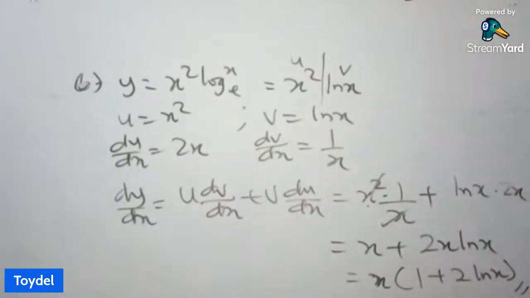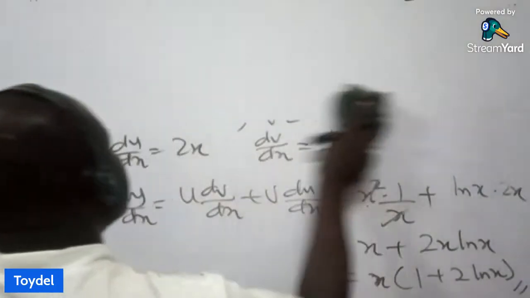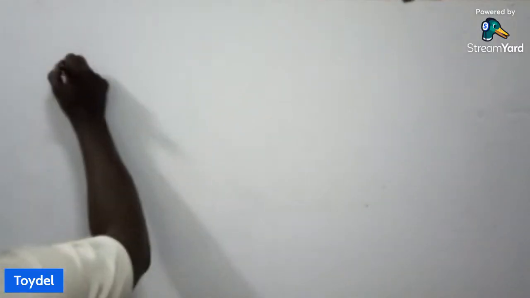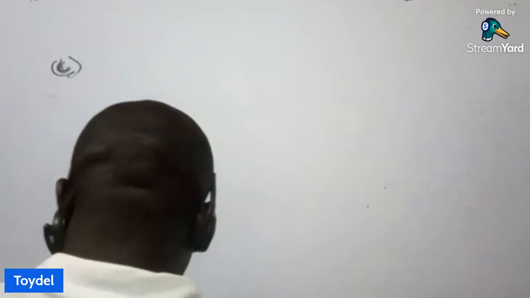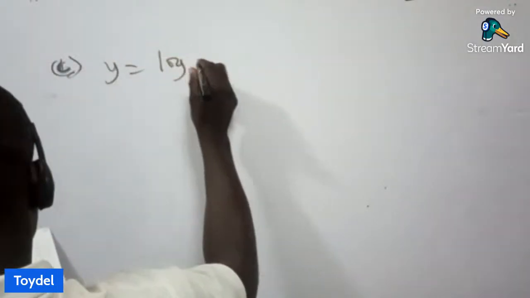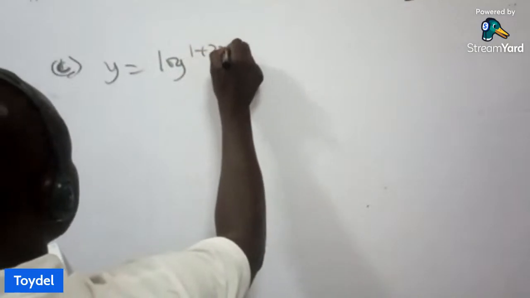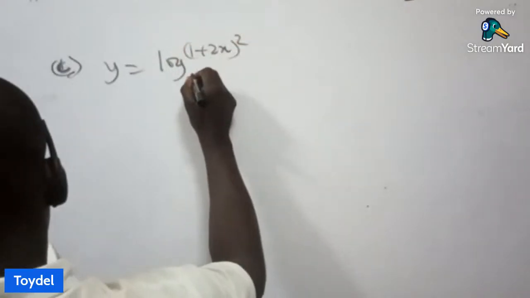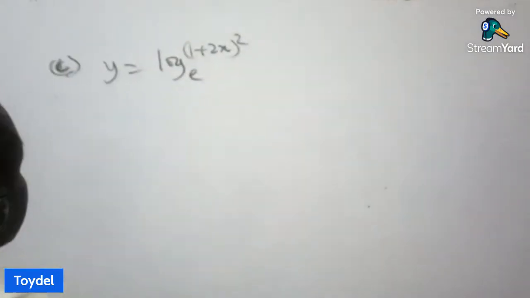So we go ahead and take the third question under example one, question C. So let's take the third question. The third question is where we have y equal to log of (1 plus 2x) all squared, base e. So that's what you get.